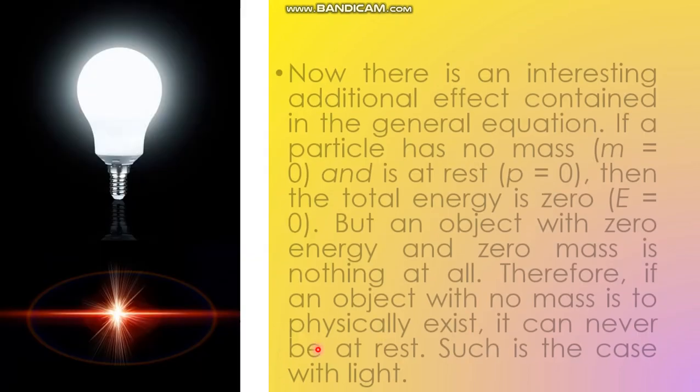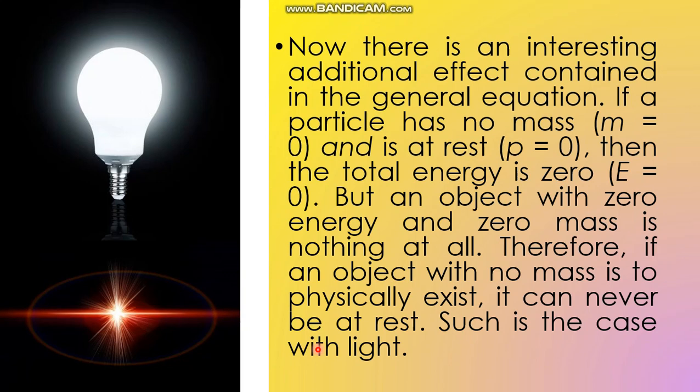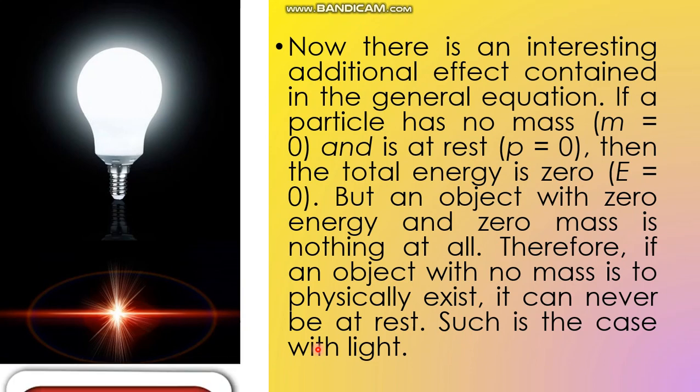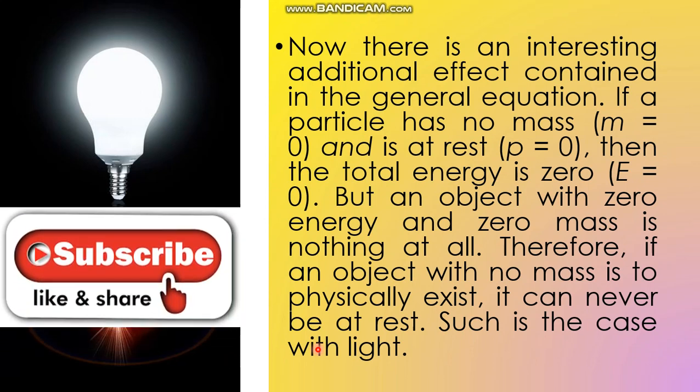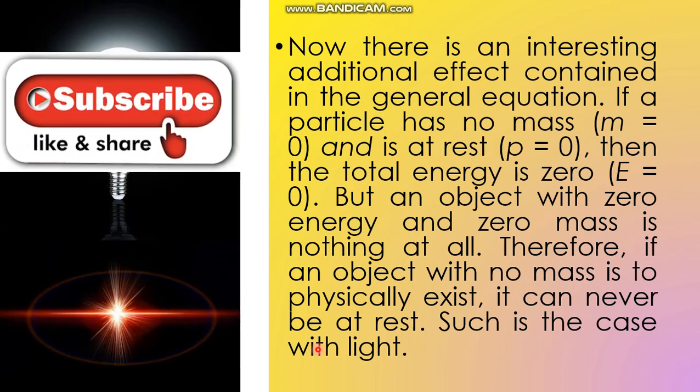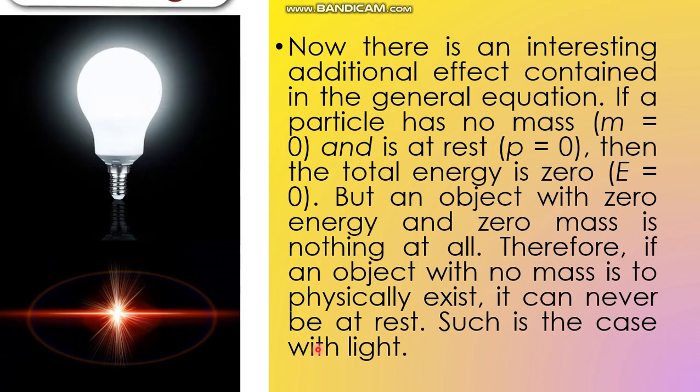And move on. Now, there is an interesting additional effect contained in the general equation. If a particle has no mass, m = 0, and is at rest, meaning p is also 0, then the total energy E will be equal to 0. But an object with 0 energy and 0 mass is nothing at all. Therefore, if an object with no mass is to physically exist, it can never be at rest. Such is the case with light.